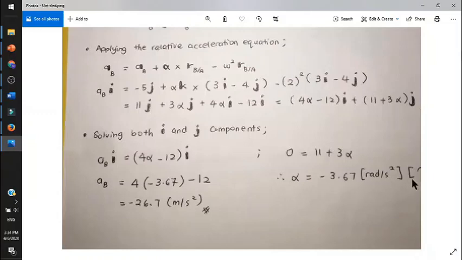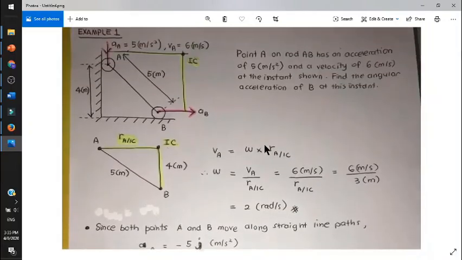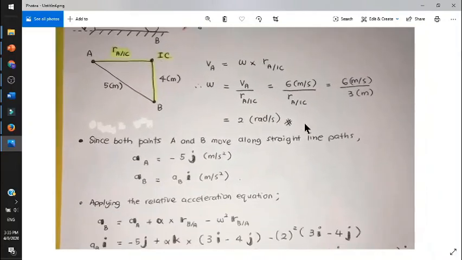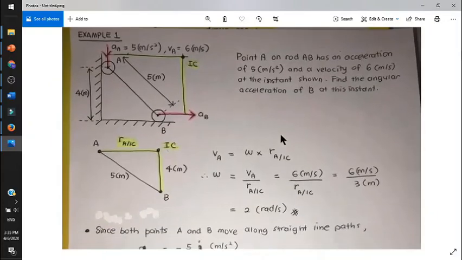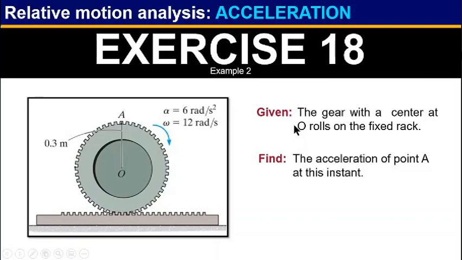Alright, so it is negative, so it is clockwise direction. Please write the direction. So we already found the angular acceleration for this question. Okay, second question, exercise 18, example 2.